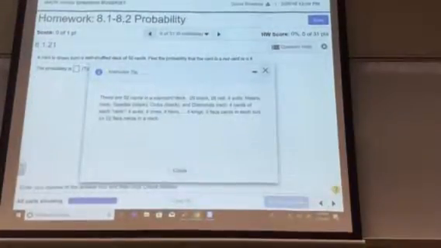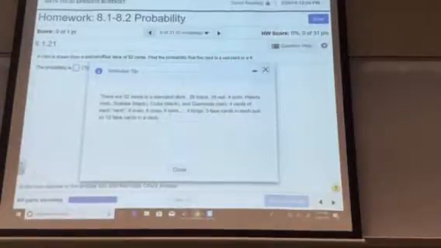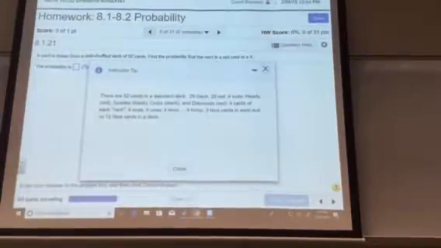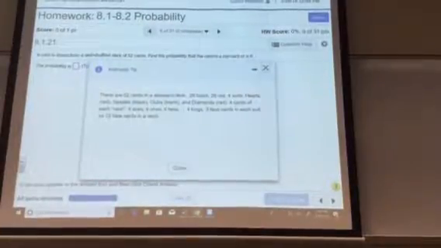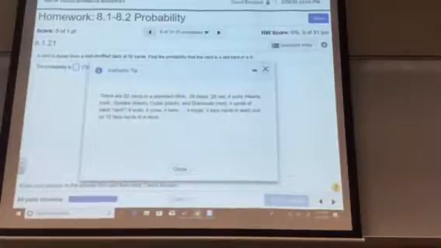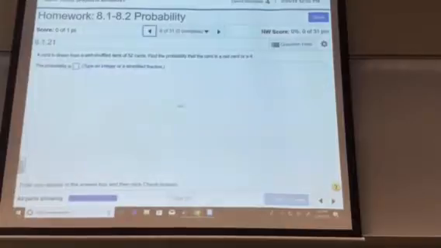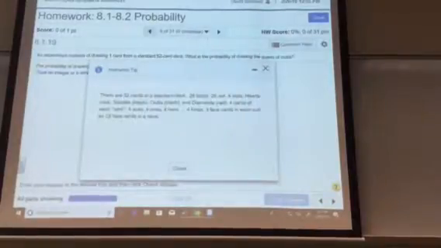Some of the problems that they give you on the homework will pop this up. This is called an instructor note, to remind you what the composition of the deck of cards is. It may also show up on your quiz, and you may also see it show up on a test. If you skip this problem and come back to it, if I close this window and go to the previous one, there's the same remark.